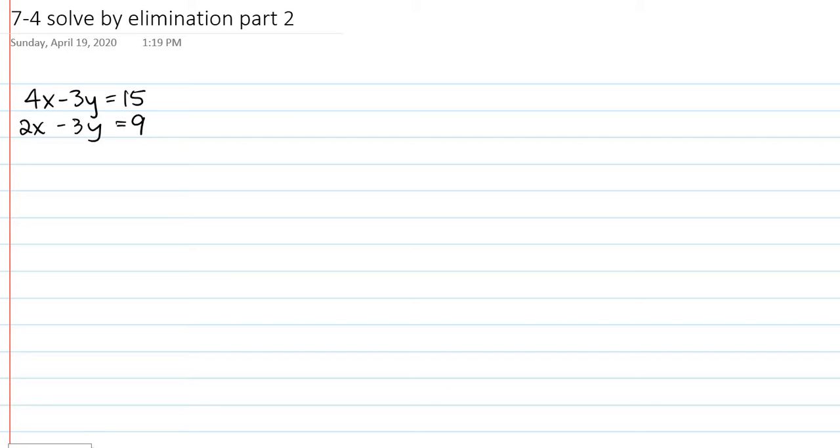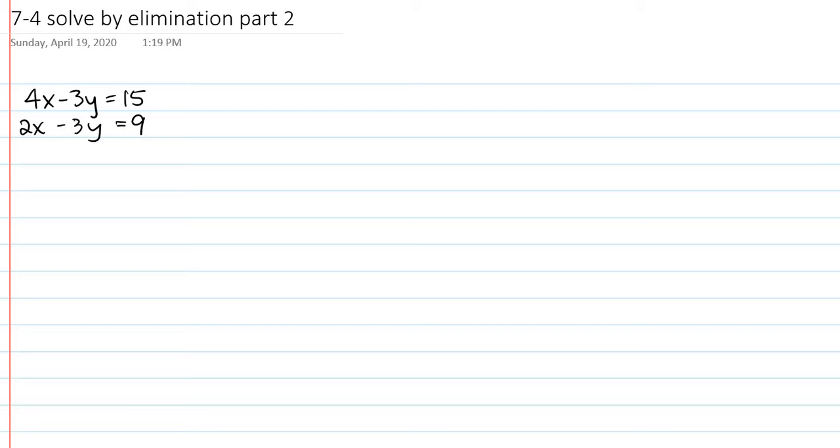In this video, we are going to continue studying solving systems of equations by elimination. Here we're going to deal with what happens if nothing eliminates from the original problem. So when we look at the example here, we have 4x minus 3y equals 15 and 2x minus 3y equals 9.